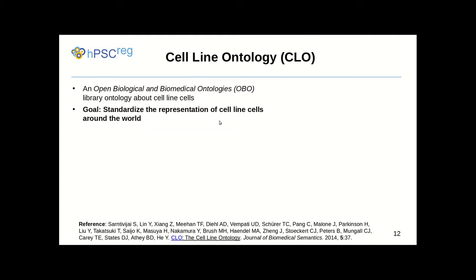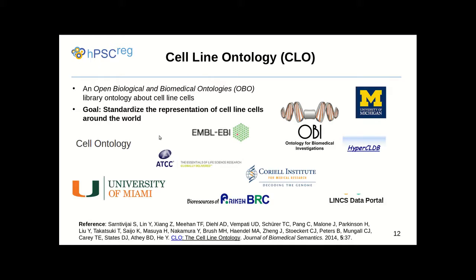So I guess most of you will be familiar with the Cell Line Ontology, but I just want to give a very brief introduction. The Cell Line Ontology is an Open Biological and Biomedical Ontologies library ontology about cell lines. And the goal of the CLO is to standardize the representation of cell line cells around the world. Like hPSCreg, the Cell Line Ontology is a community-based project with a lot of partners.